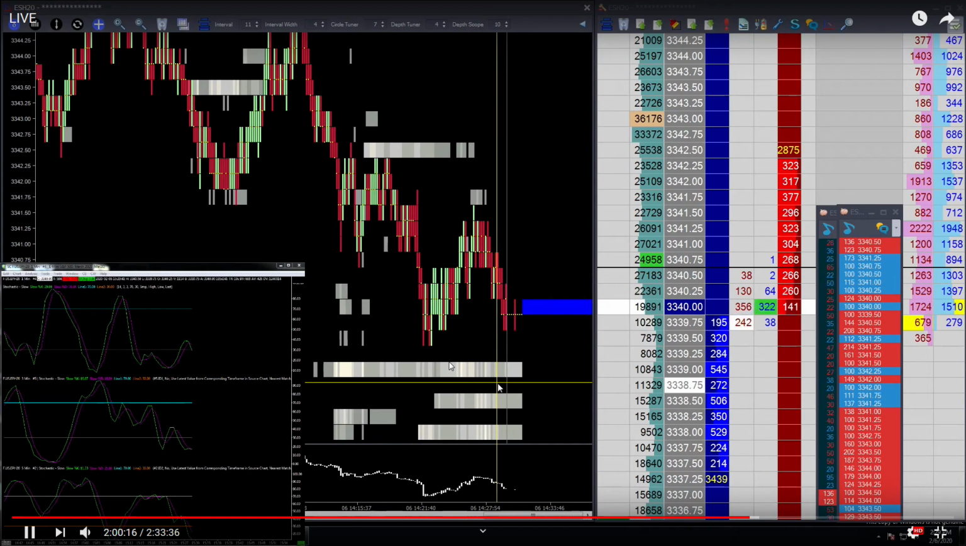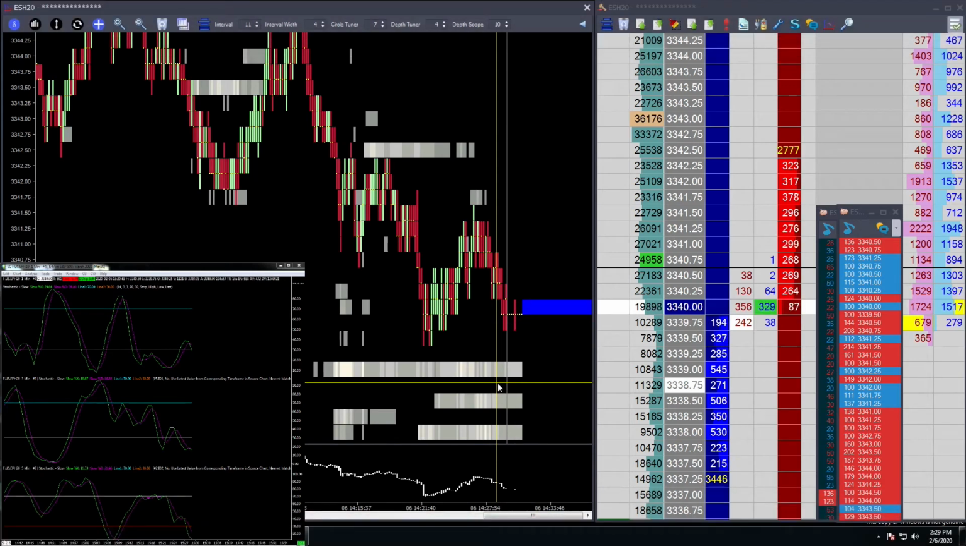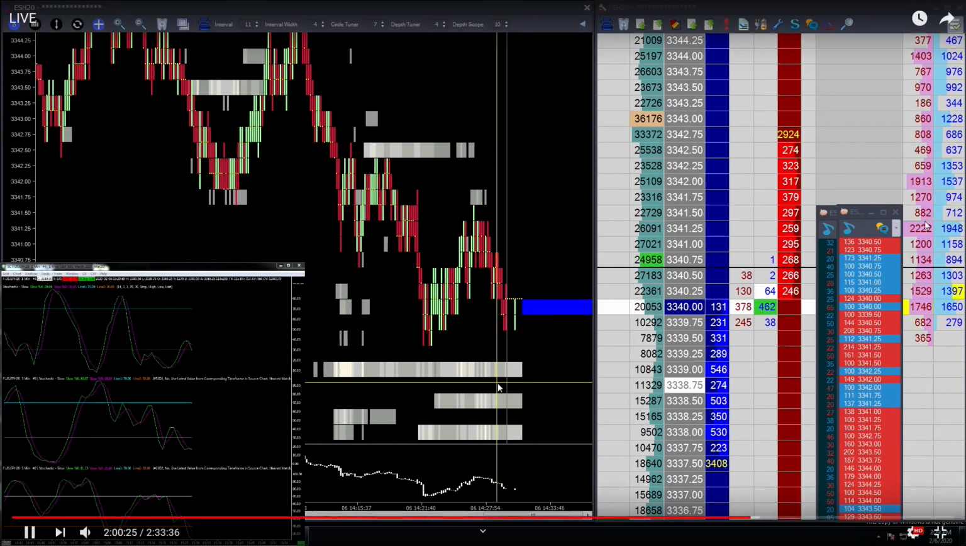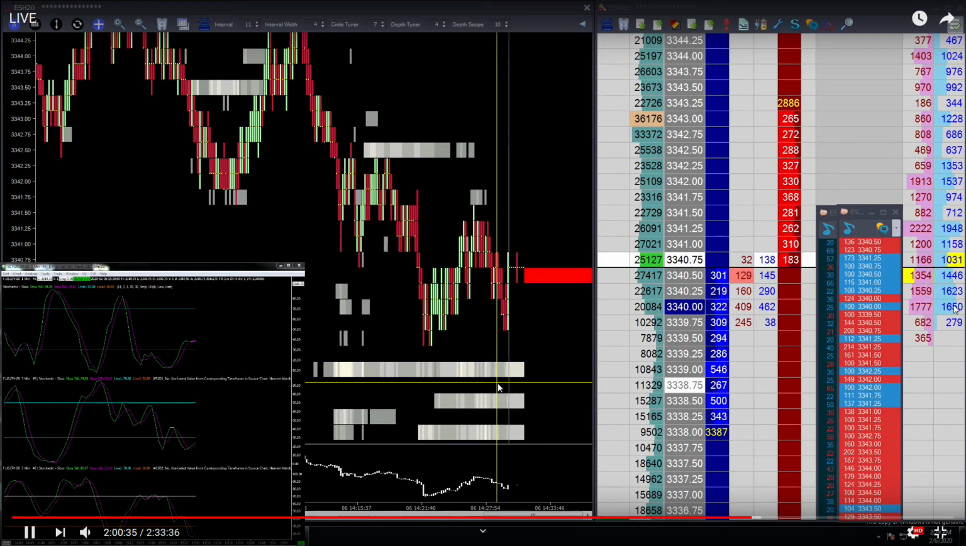That's what I want you guys to really grasp and understand. There's quite a bit of absorption right here, so that's what's going on there. I'm not too concerned because it's going to bounce around between these two absorption areas.